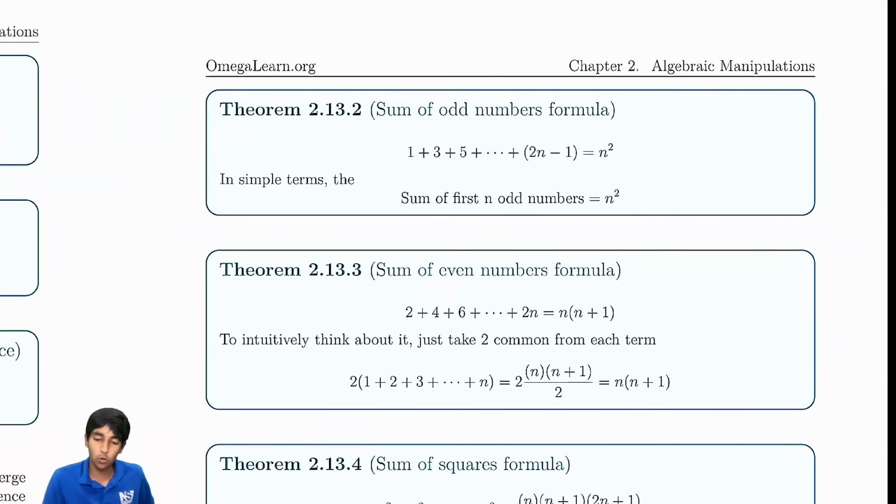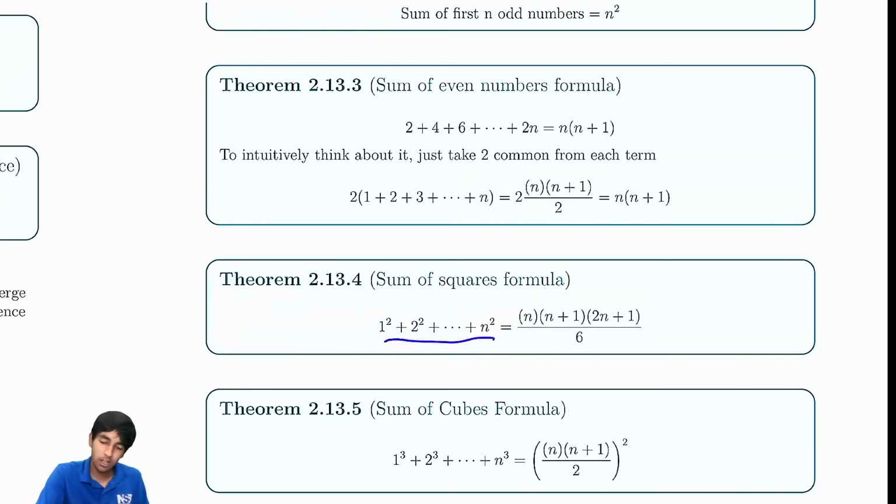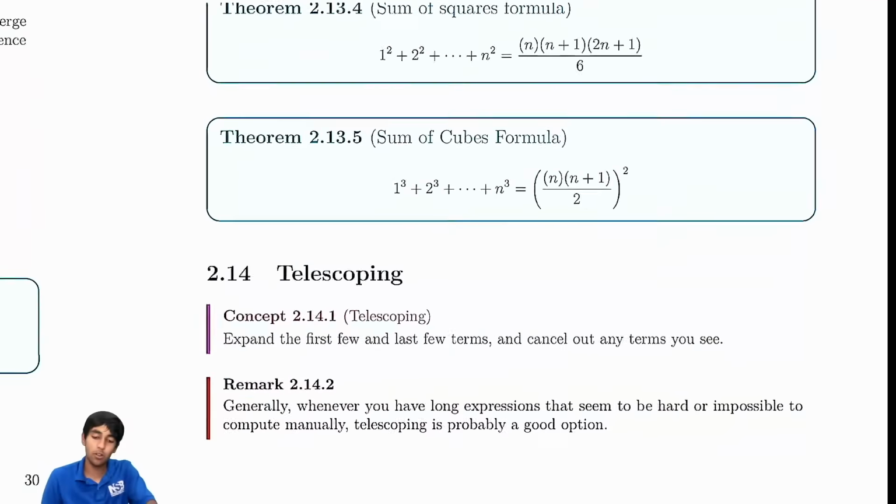Yeah, and here are some other cool shortcuts. The sum of the first n odd numbers is n squared. The sum of the first n even numbers is n times n plus 1. And the sum of the squares, you've got to know this stuff, is n times n plus 1 times 2n plus 1 over 6. And the sum of the first n cubes, it's kind of interesting. This is equal to 1 plus 2 plus all the way till n, squared, which is this. So it's kind of a cool little trick here.